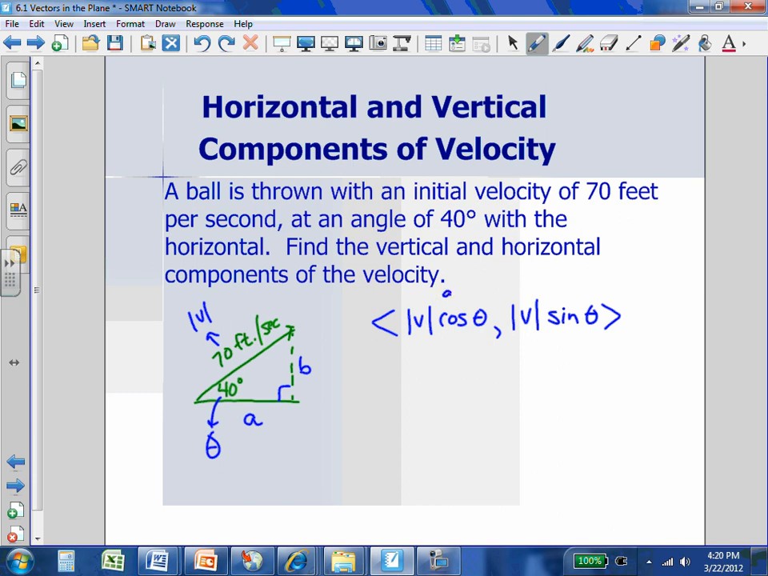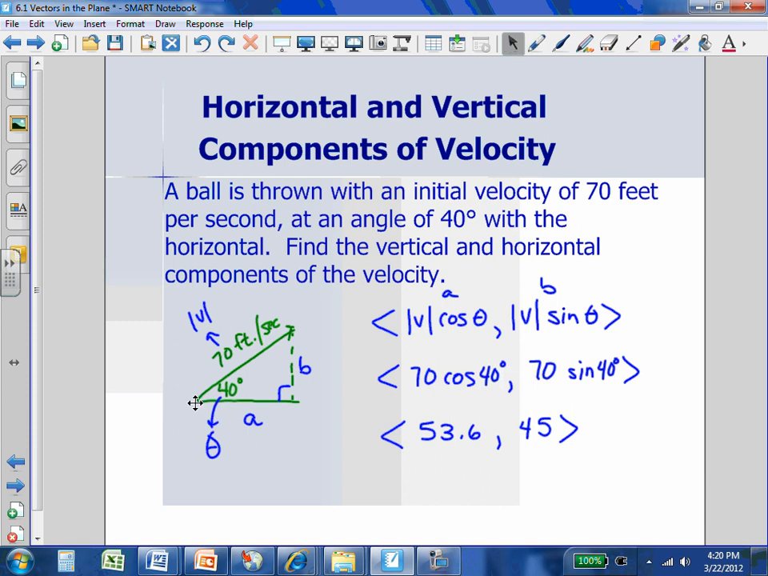And this will be our A, and this will be our B. So we have magnitude, of course, 70, so this is 70 cosine of 40, and this is 70 times the sine of 40 degrees. Make sure you're on degree mode, and we should get that this is 53.6 comma 45, which means that the horizontal component is 53.6 feet and the vertical component is 45. And that's pretty much all there is to that.